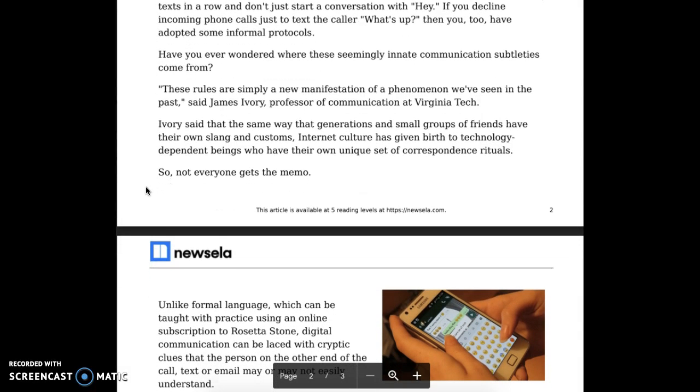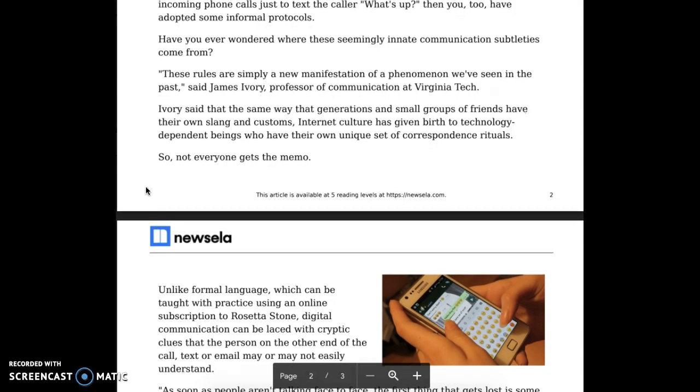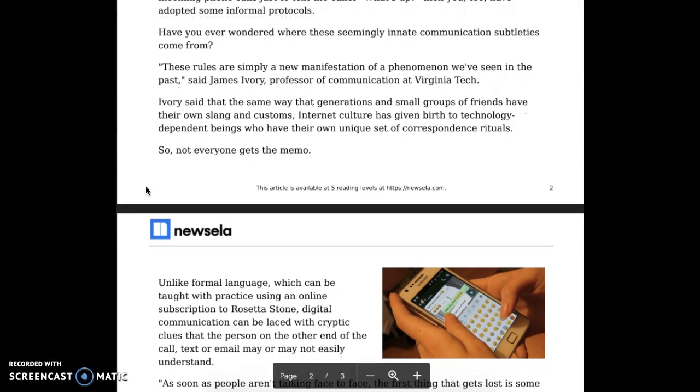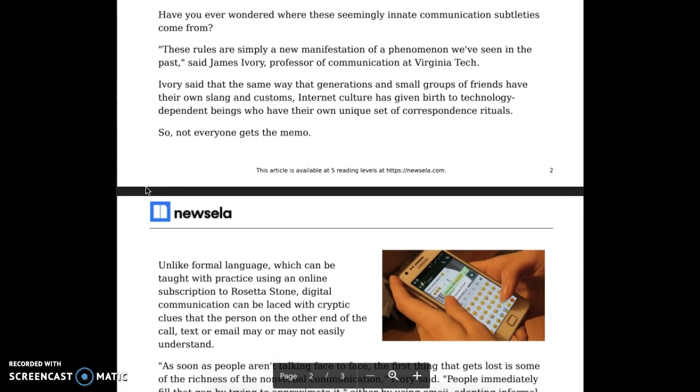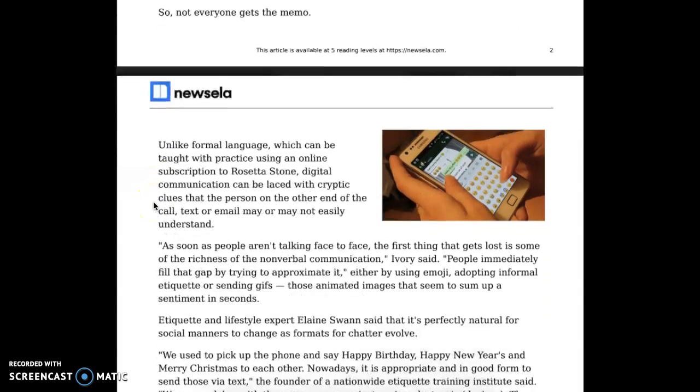Have you ever wondered where those seemingly innate communication subtleties come from? These rules are simply a manifestation of a phenomenon we've seen in the past, said James Ivory, professor of communication at Virginia Tech. Ivory said that the same way that generations and small groups of friends have their own slang and customs, internet culture has given birth to technology-dependent beings who have their own unique set of correspondence rituals. So, not everyone gets the memo.